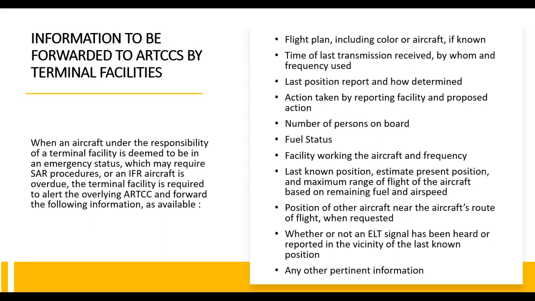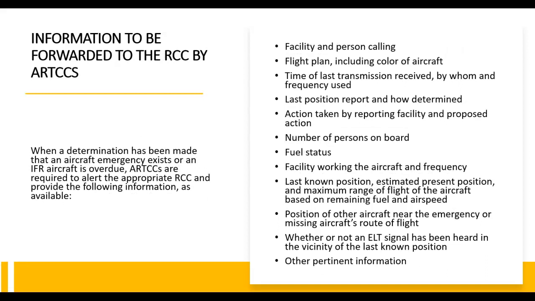number of persons on board, the fuel status of the aircraft, the facility working the aircraft and the frequency, the last known position, estimated present position, and the maximum range of flight of the aircraft based on the remaining fuel and the airspeed, the position of other aircraft near the aircraft's route of flight when requested, whether or not an ELT signal has been heard or reported in the vicinity of the last known position, and any other important information. When it's been determined that an IFR aircraft is overdue and an emergency exists, the Air Route Traffic Control Center is required to alert the appropriate RCC and provide the same information.